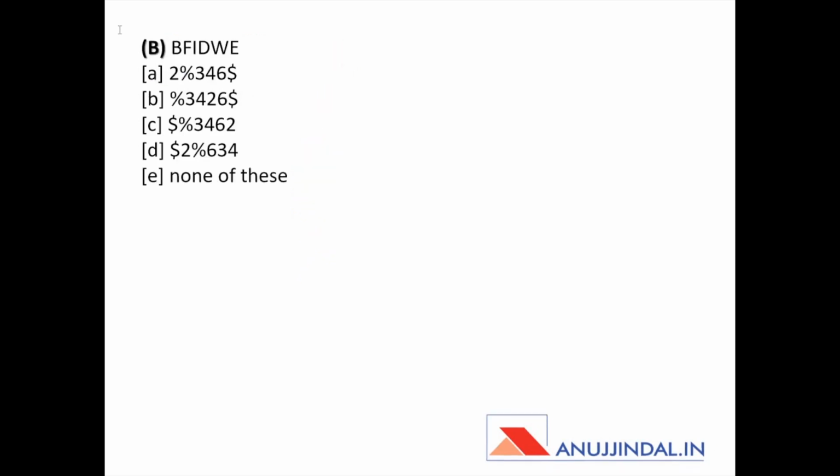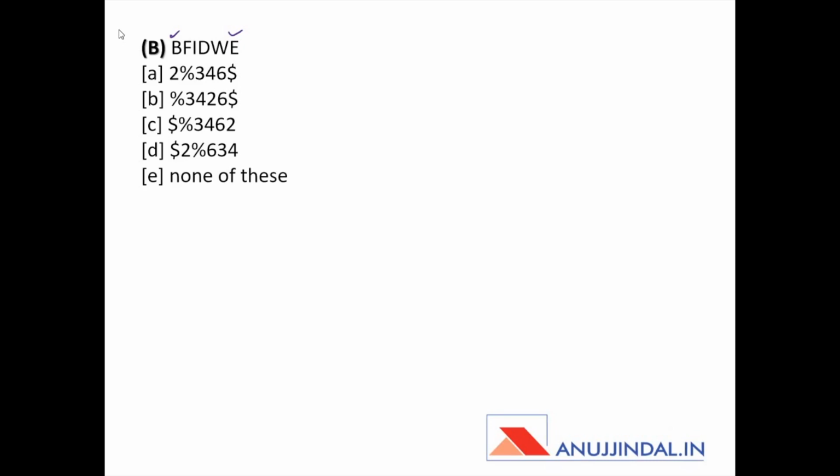Now the next question given is we have to find the code for BFIDWE. So again we look at the first and the last letter, that is B and E. The first letter is a consonant and the last letter is a vowel. So what was the condition given? The third condition was if the first letter is a consonant and the last letter is a vowel. Same is the condition here. Then the codes for first and last letters are to be interchanged. That means B will use the code of E and E will use the code of B.